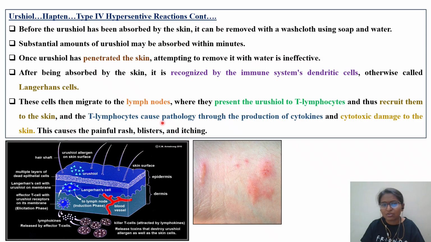T lymphocytes cause pathology through the production of cytokines. So the cytokines will start accumulating in that particular region, and it will cause cytotoxic damage to the skin. In this particular case, it is painful rash, blisters, and itching. These are the symptoms externally which you can see.